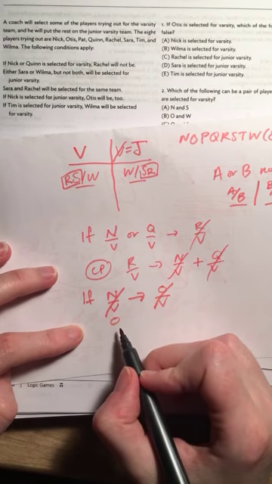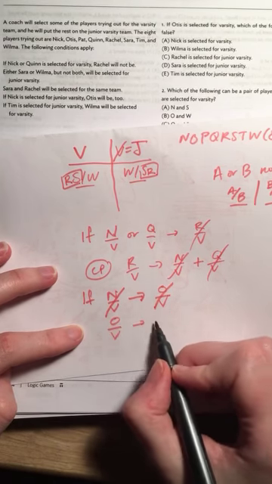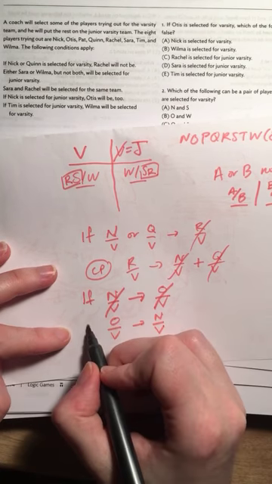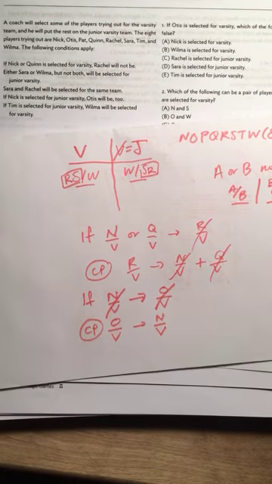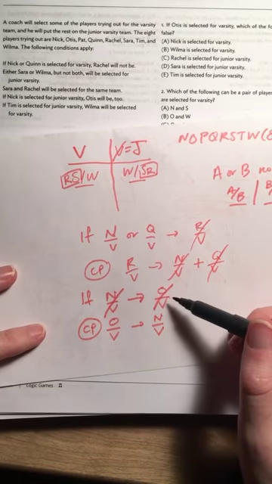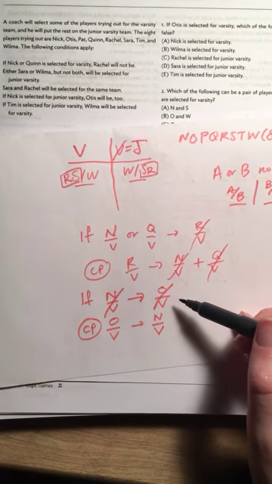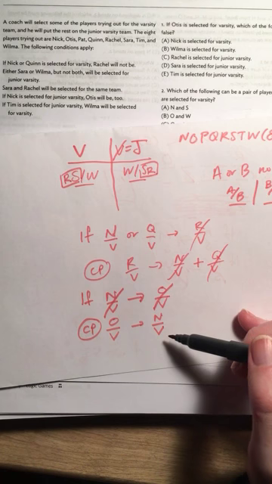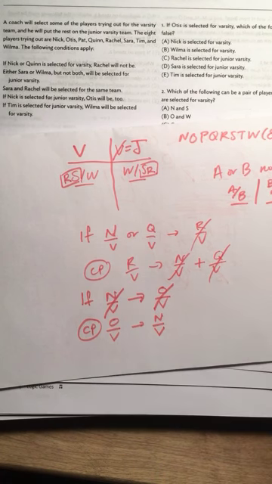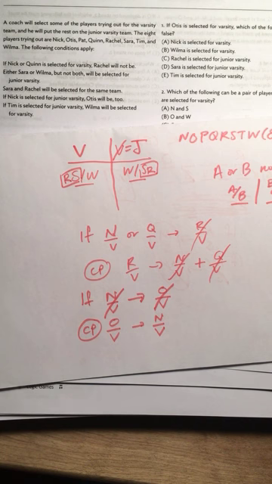So if Otis is on varsity, then Nick is on varsity. And this doesn't mean that they always have to be together. It is possible that Otis isn't picked and that Nick is. So if Nick is selected for varsity, then we don't know what happens to Otis. And if Otis isn't selected for varsity, we don't know what happens to Nick.